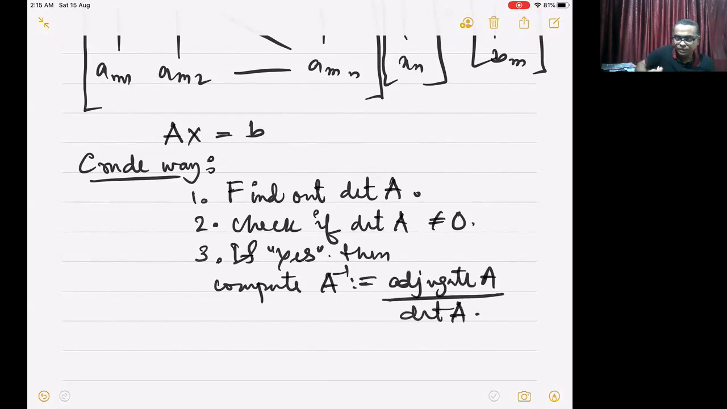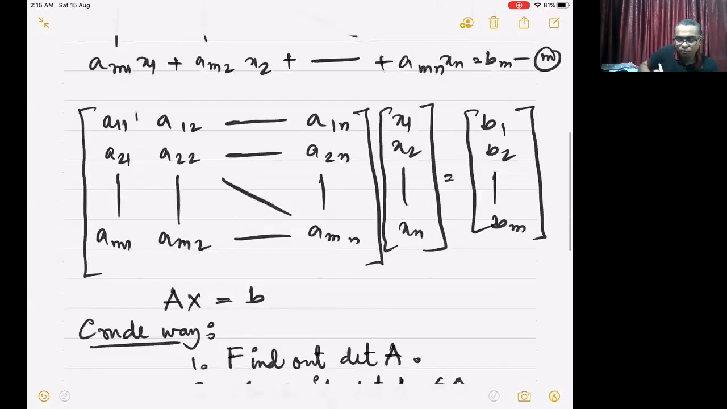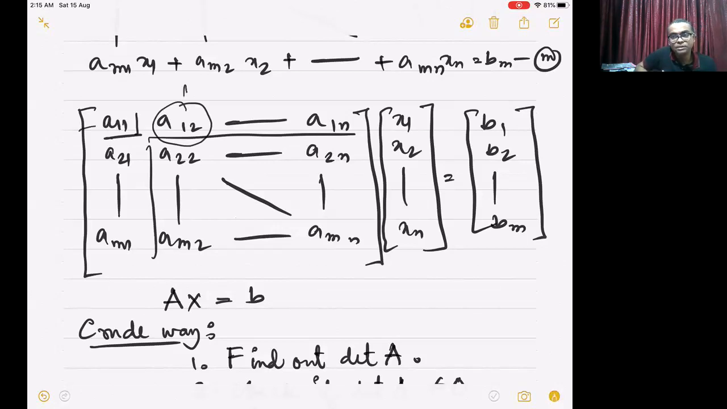So adjugate of this entry would be the determinant of this one. Adjugate of this entry would be, you get rid of this column, this row, this row, this column, whatever is left, find out the determinant of that, and then with a minus sign, that would be the adjugate of this entry. Yeah, complicated formula. I also don't remember what it is, but that is how you did it.